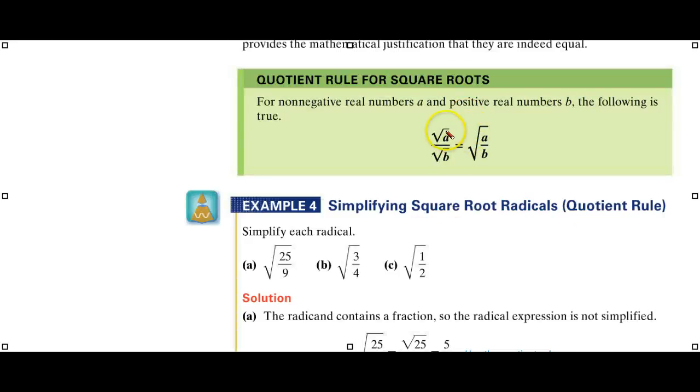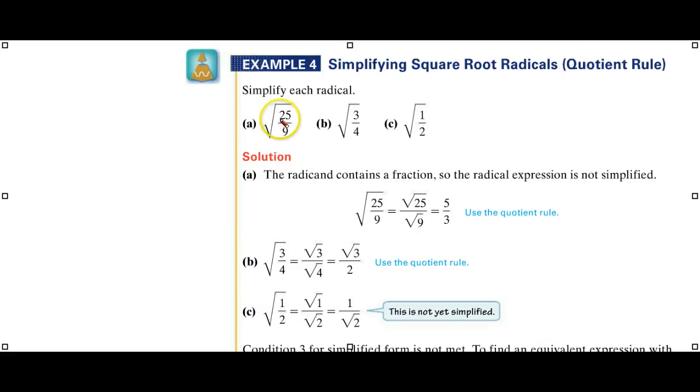Now here they're showing if we have a radical in the numerator and a radical in the denominator, we could put them under the same radical sign. And if we could simplify this, we could do that. So let's look at some examples. Now, for example A, remember we could separate that and say radical 25 over radical 9, and this is just going to be 5 over 3.